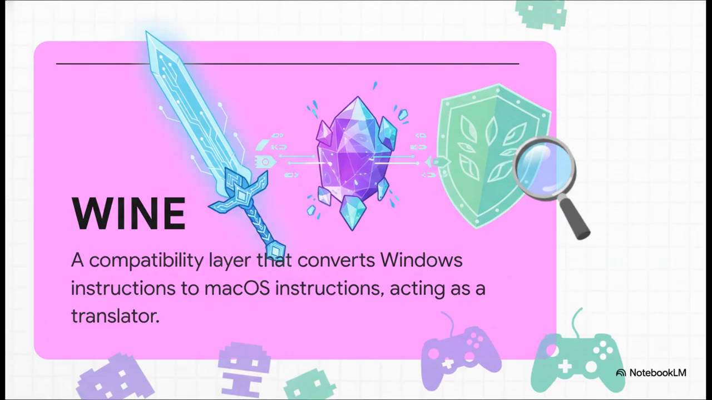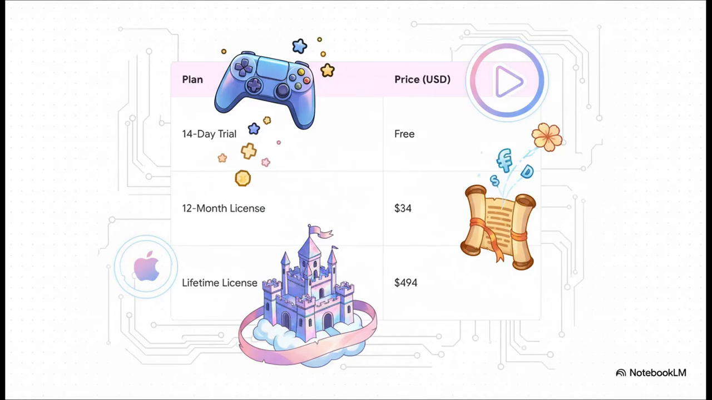Now, this is the most important part to understand. Wine is a translator, not an emulator. An emulator pretends to be a whole other computer, and that's slow and inefficient. A translator, on the other hand, just converts the Windows commands into macOS commands in real time. It's way, way faster.